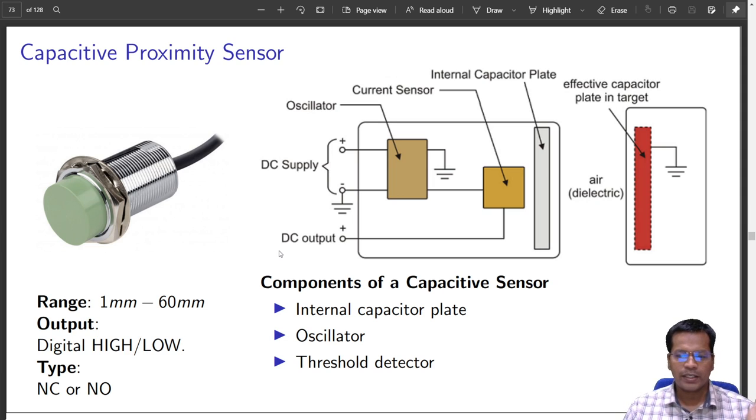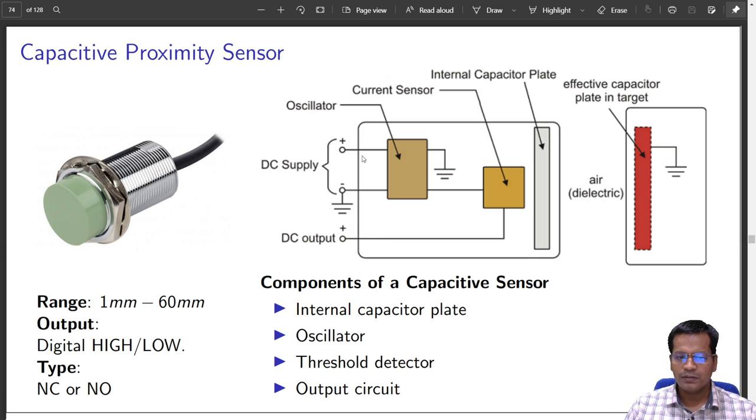It can be tuned again. You can have a tuning screw, or it can be a fixed screw which comes as a package. Again, this is a totally packaged product, and it is previously tuned by the manufacturer themselves for different distances, and you have an output circuit. So again, circuit wise it is similar.